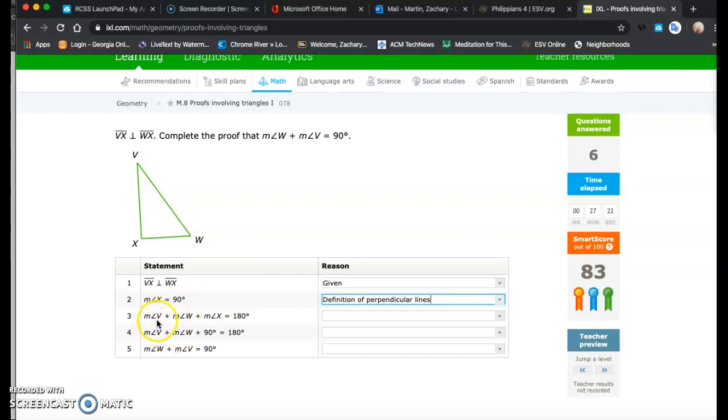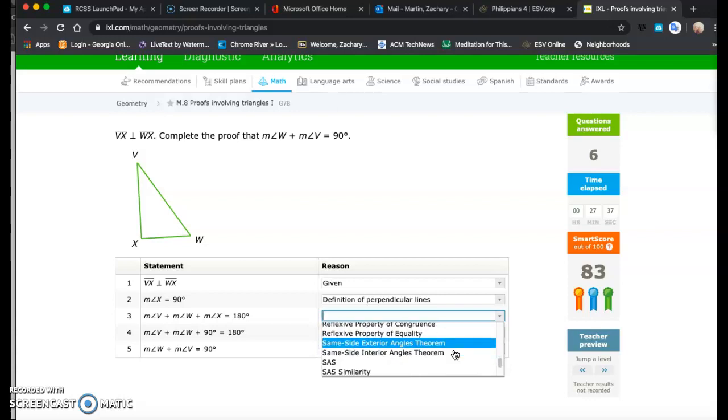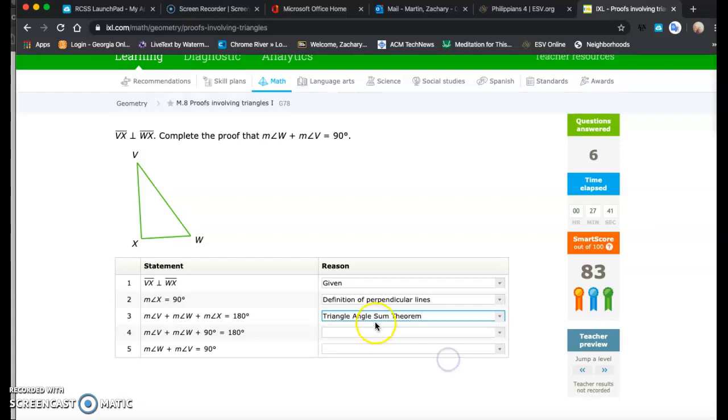So now the measure of angle V plus the measure of angle W plus the measure of angle X equals 180 degrees. That sounds a lot like the fact that the sum of the angles in a triangle add up to 180 degrees. That's our triangle angle sum theorem. That should be down here in the T's, I hope. Let's see if we can find it. Triangle angle sum theorem, fantastic. All the angles of a triangle when added together equal 180 degrees.